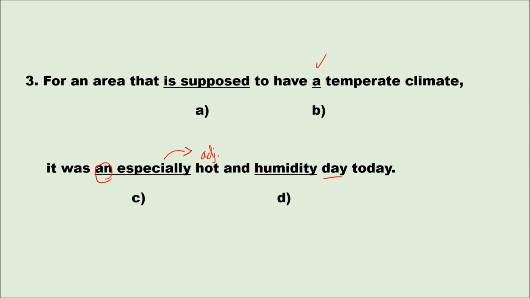Therefore, "an especially hot day" works. Let's go back to A now. That informs us that it's a relative pronoun for area. "Is supposed" together means people think it or it should be. There's nothing wrong with A.